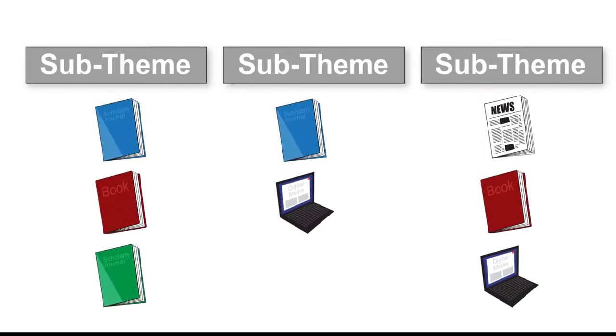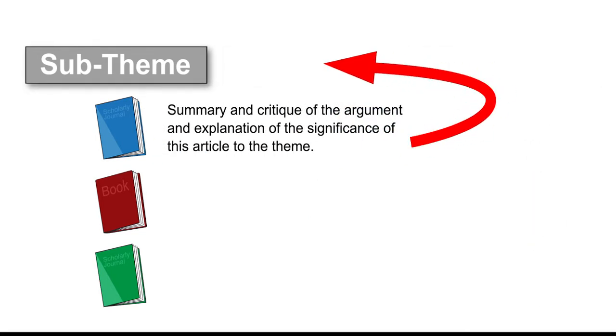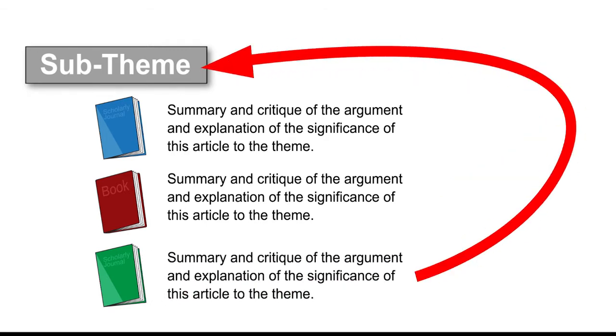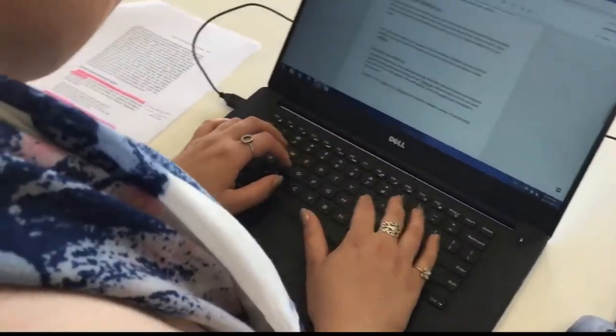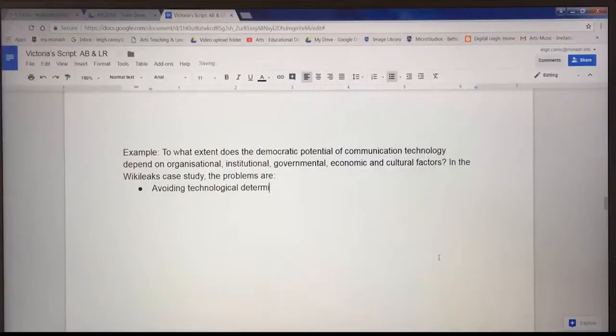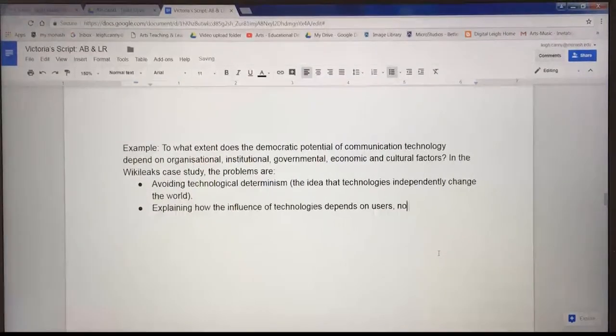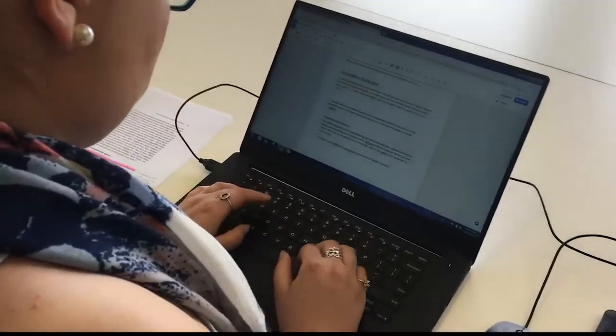Make sure that you connect every theme to an article and describe how the articles frame the problem at hand. For each article, summarize and critique the argument and explain the significance of each article to one of the themes you've identified. To what extent does the democratic potential of communication technology depend on organizational, institutional, governmental, economic, and cultural factors? In the WikiLeaks case study, the problems are avoiding technological determinism, explaining how the influence of technologies depends on users, not just technologies, and reflecting on the idea that media practices are places where different political interests come into conflict.